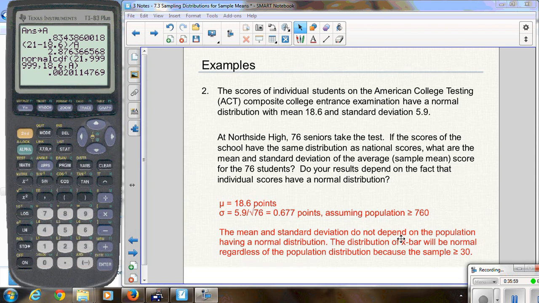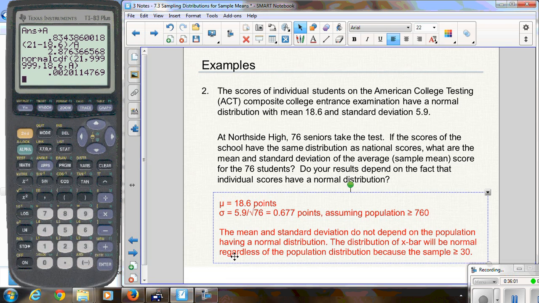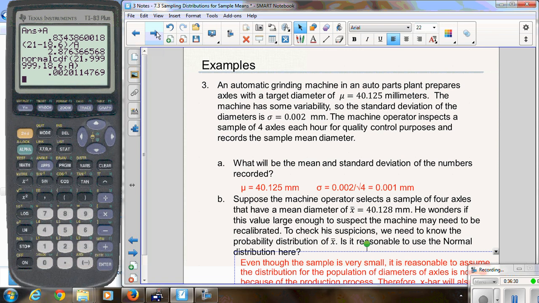And in this case, I can say that X bar will have a normal distribution regardless of the population distribution, because the sample is large, because it's over 30. So even if it didn't tell me in the problem that the ACT scores were normally distributed, I know standardized test scores are, so it's safe to assume that they're normal. But let's say I was talking about something else and I wasn't sure if it was normal. It wouldn't matter because my sample size is large, so I could continue using the normal curve for my sampling distribution.